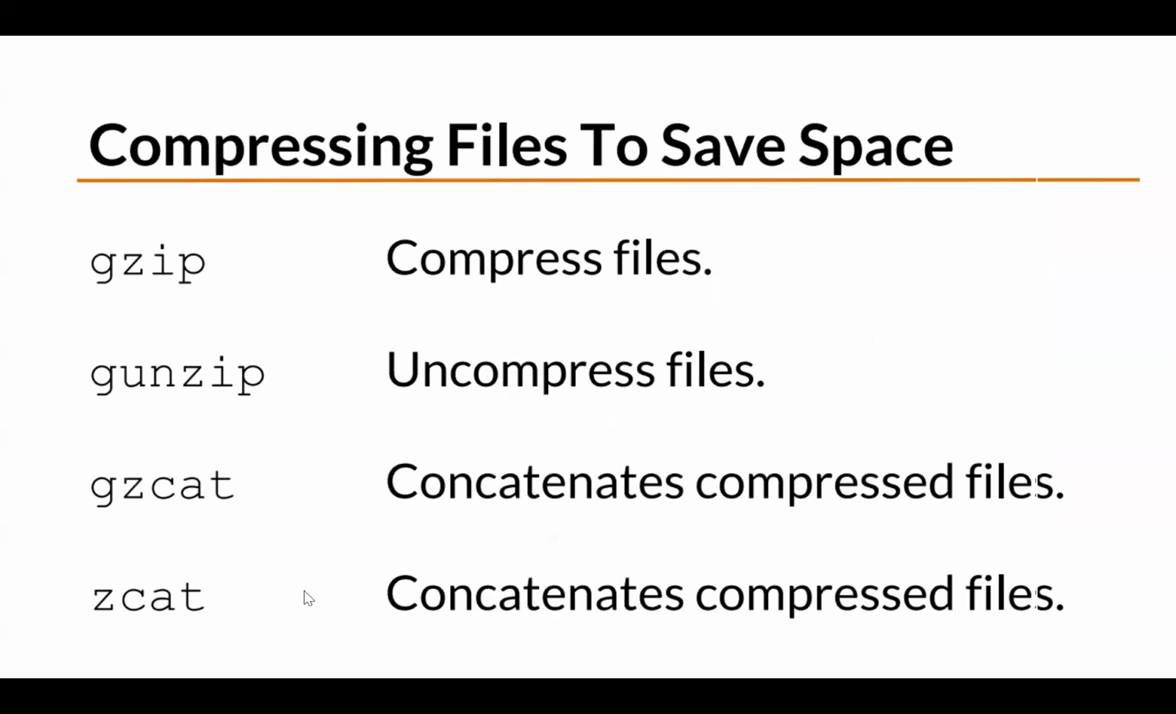To compress files and save space, you can use the gzip command. To uncompress the file, use the gunzip command. And if you want to view the contents of your gzip archive, you can use zcat. We pronounce it as zcat.